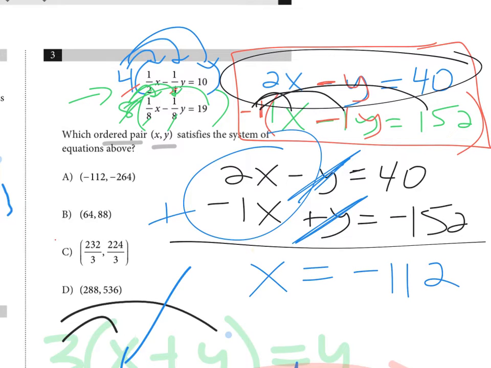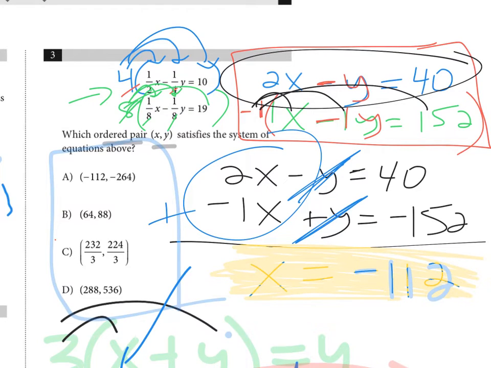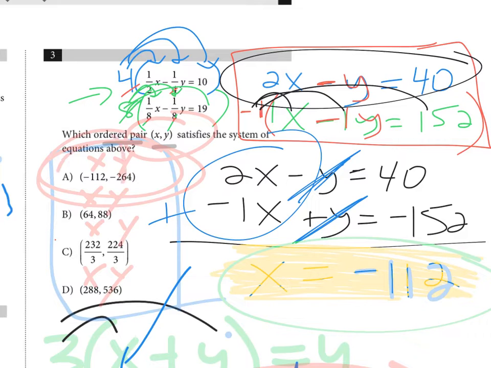Now, one of the tricks that you should learn when you take the SATs is to try not to do too much work. Here I know x is equal to -112. Well, look at all these answer choices. The answer choices are x, comma, y. Points always have the x value followed by the y value. Well, which of these answer choices has x as -112? Here, answer choice A, x is -112. So that's why the answer to this question is letter A.